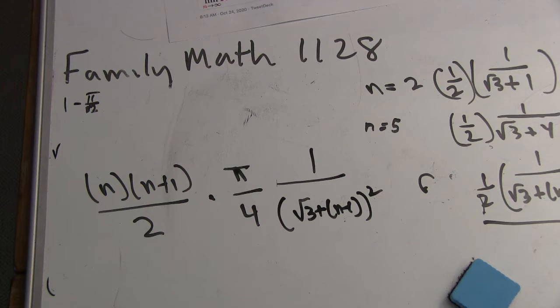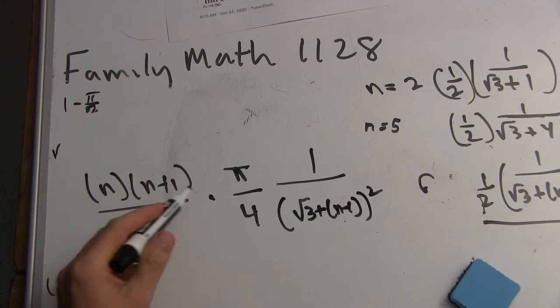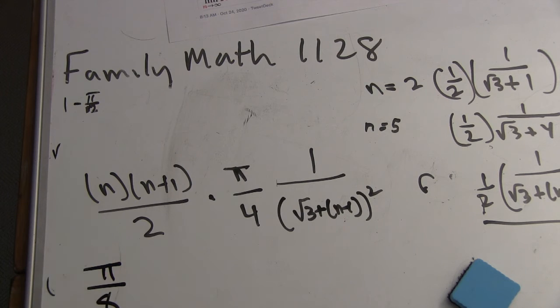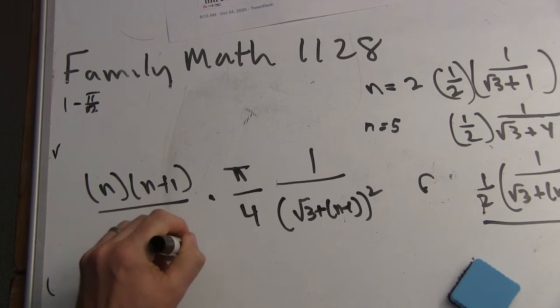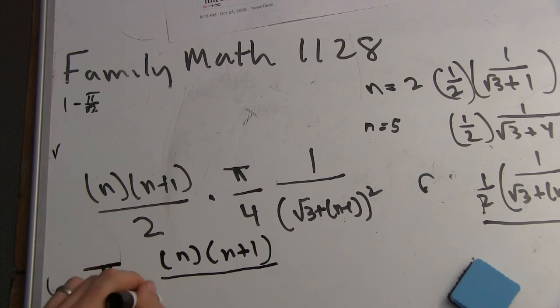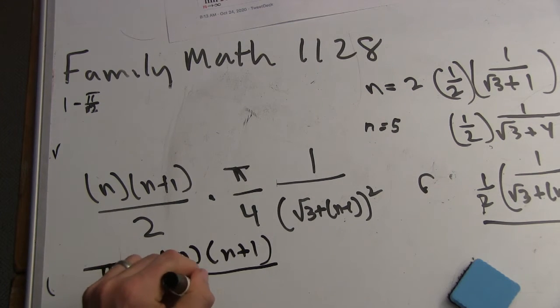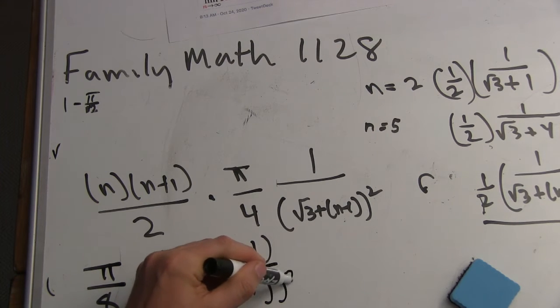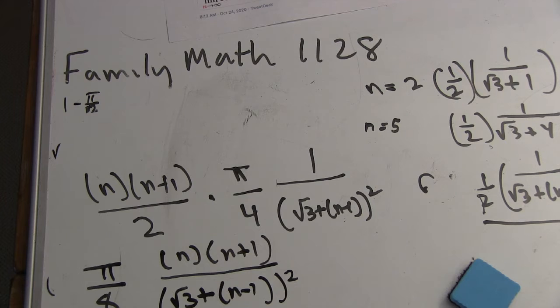Okay, so I can simplify this a little bit. So I get pi over 8, and on the top I have n times n plus 1, and on the bottom I have root 3 plus n minus 1, squared. And so as n gets large, the interesting question is, what happens to this expression?